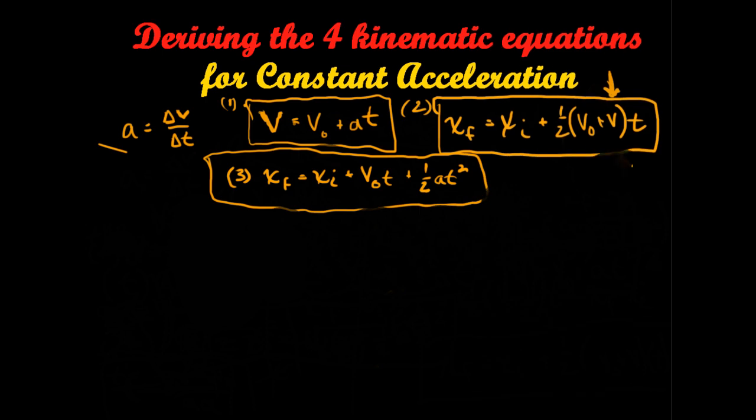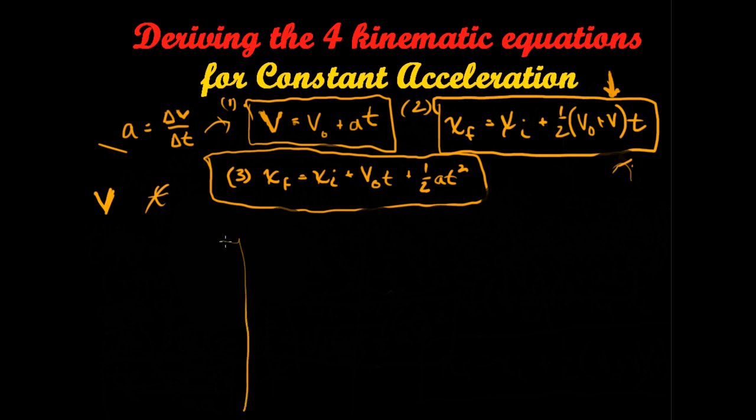Alright, and the fourth kinematic equation is a little bit more difficult than the other two that we have derived, in the sense that it requires a little bit more algebra. But basically, for this one, the idea is we want to get an equation for the final velocity, but one that does not have time within it. So what we're going to do is use equation 1 and solve for time, plug it into equation 2, and solve for final velocity.